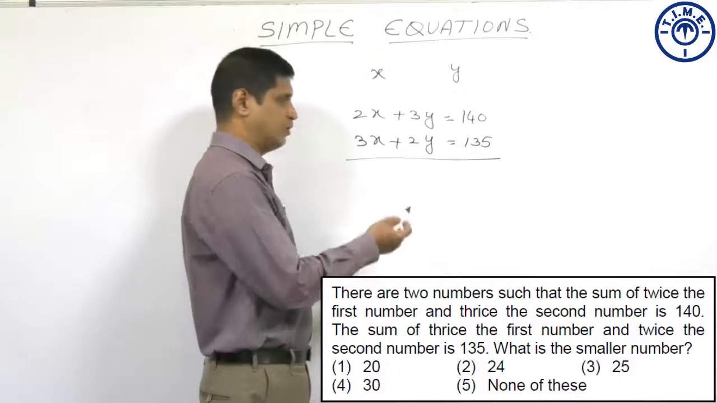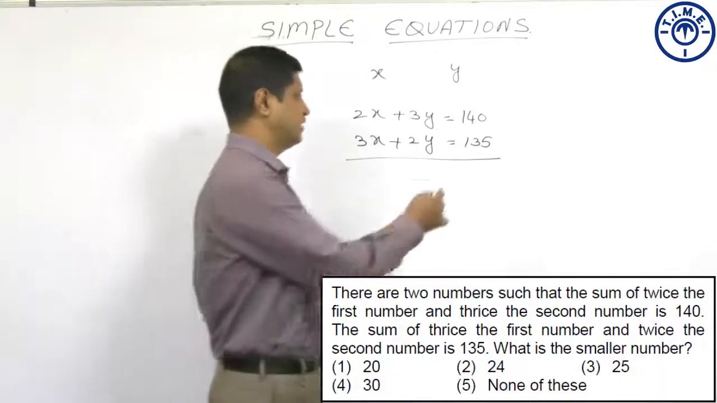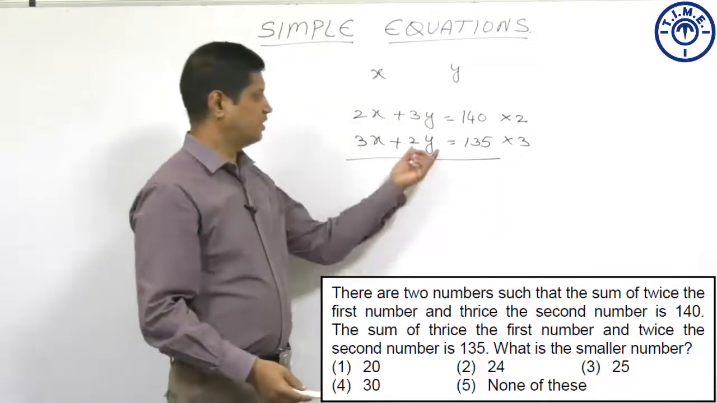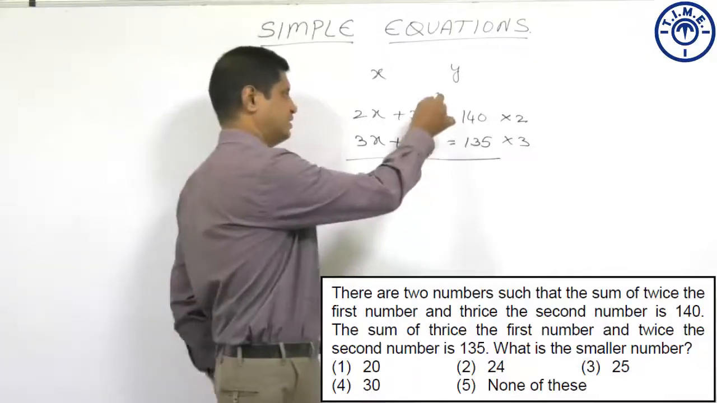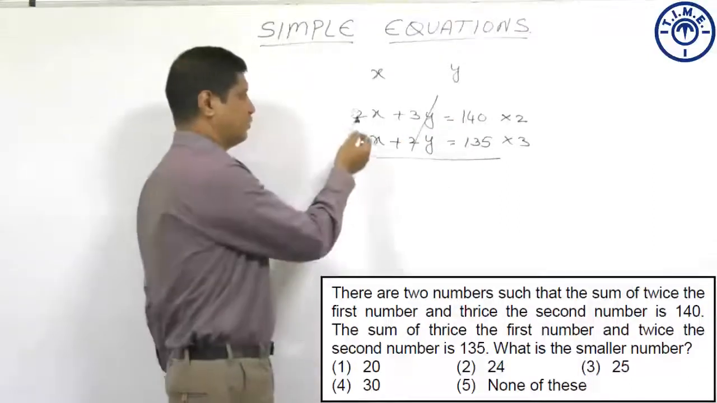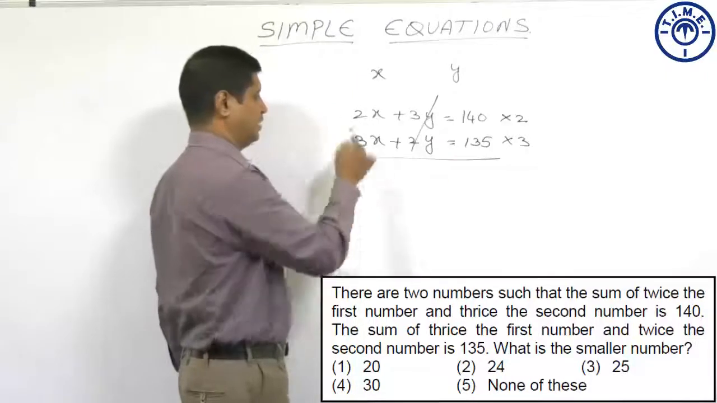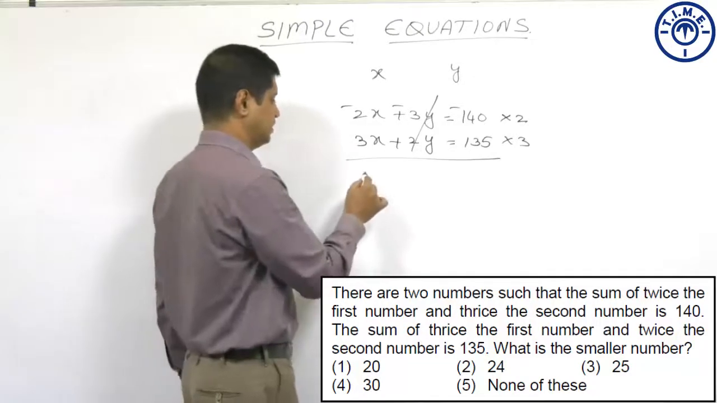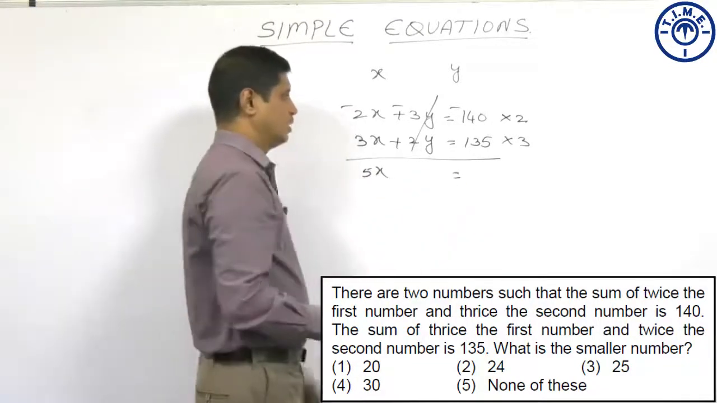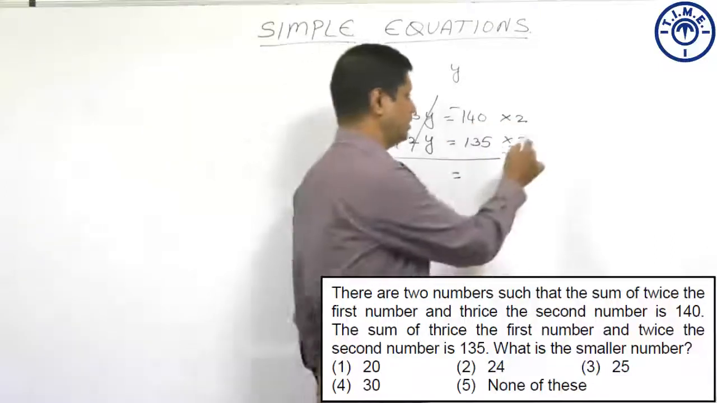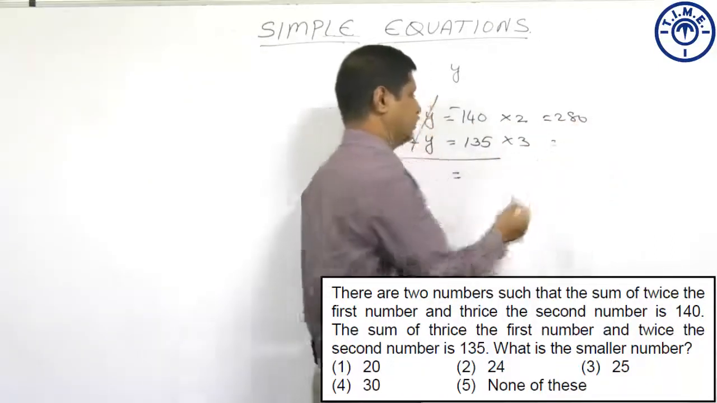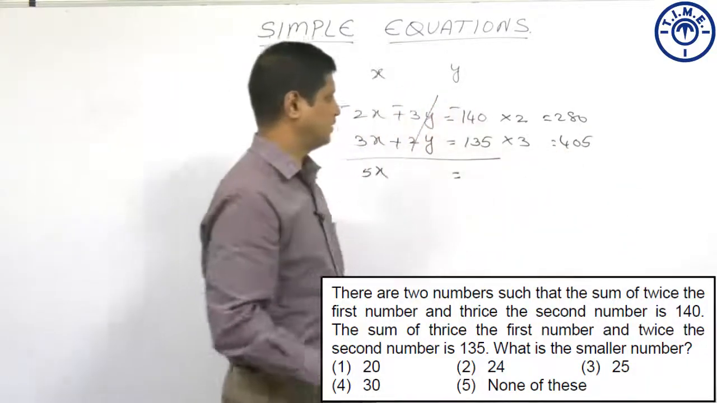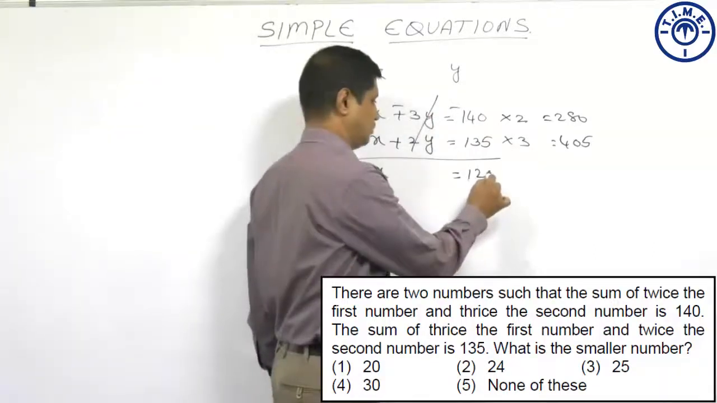Now, to find the value of y and x, I am multiplying the first equation with 2 and the second equation with 3. Now, we get equal coefficients of y, which gets cancelled. Now, what is the result? 2 into 2, 4x, 3 into 3, 9x. When you subtract 4x from 9x, that results in 5x. Now, 2 times 140 is 280, and 3 times 135 is 405. The difference in these two values is 125.